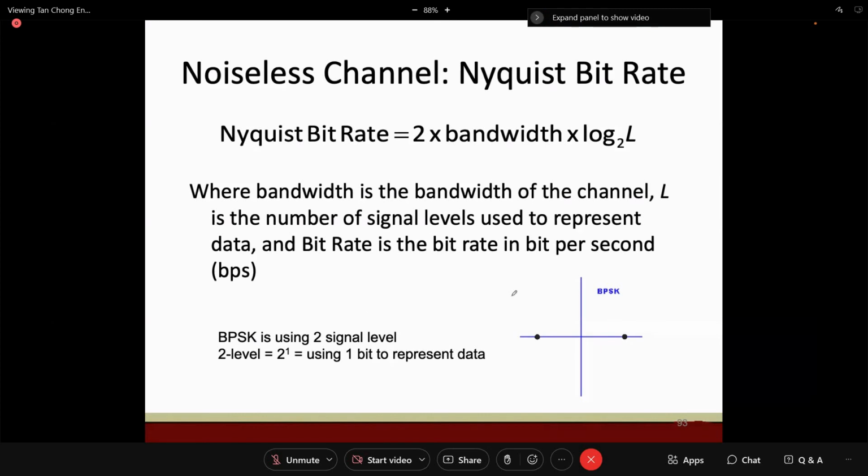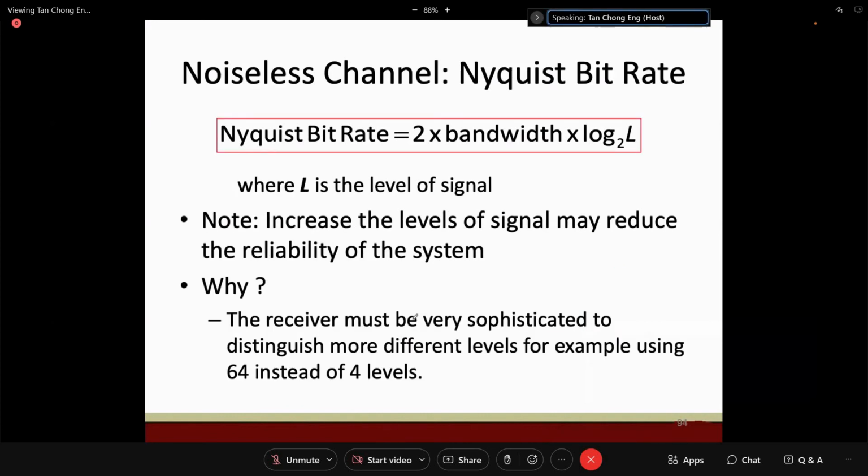So the equation, this is theoretical. This one does not take into account noise. So you are using BPSK or QPSK. BPSK is the lowest, so you will have a lower bandwidth. When you have QPSK, it actually increases the level of signal.